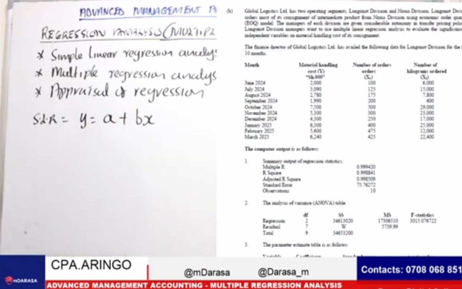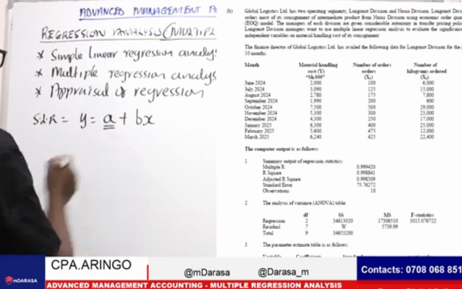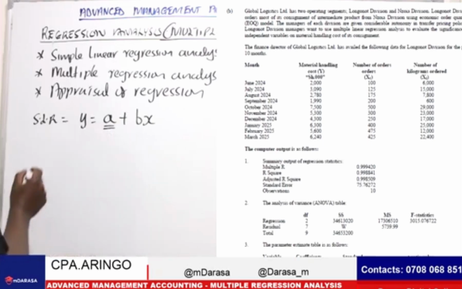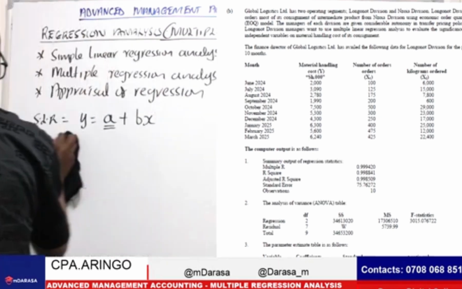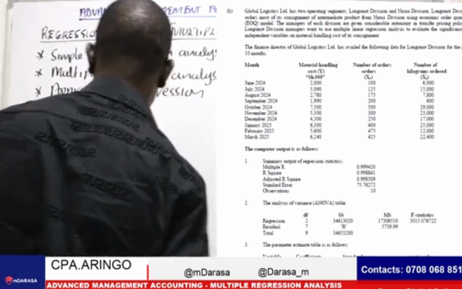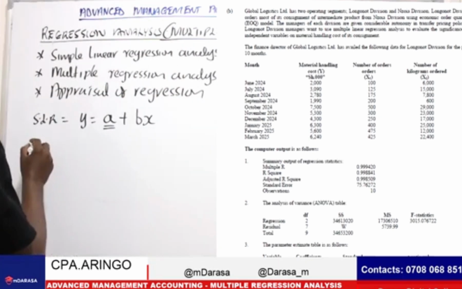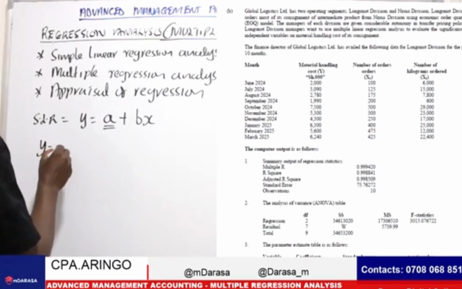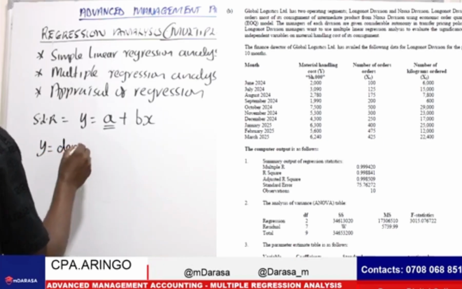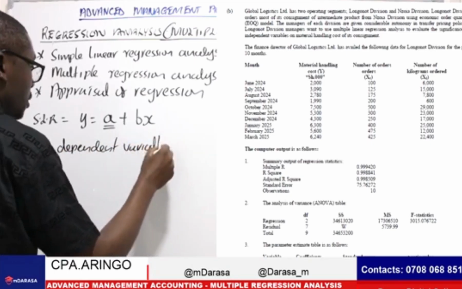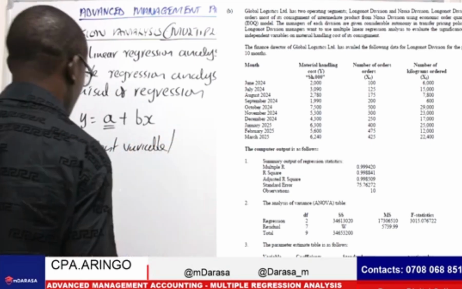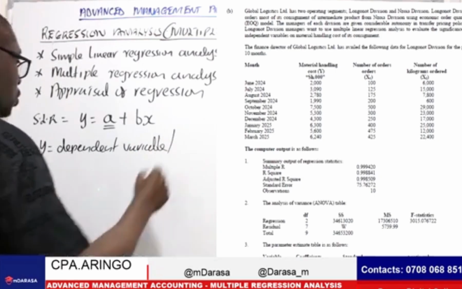These are simple linear. Just a quick reminder: we start with the component of y. Y, we said, will always give us what? Dependent variable. This will give us our dependent variable, or simply, the total cost.